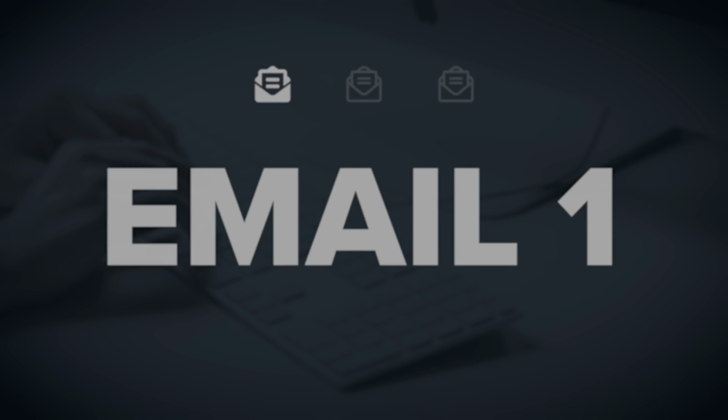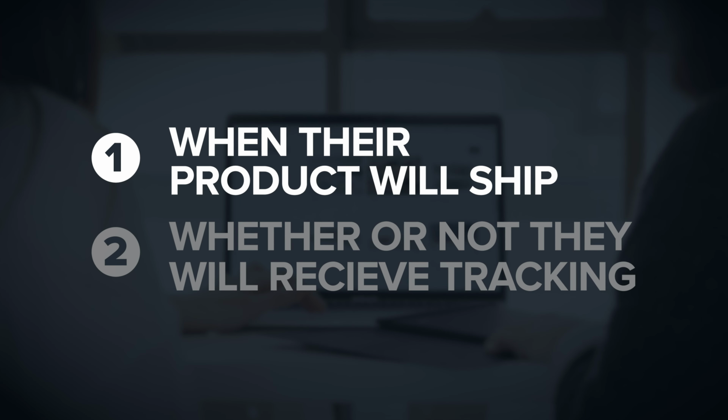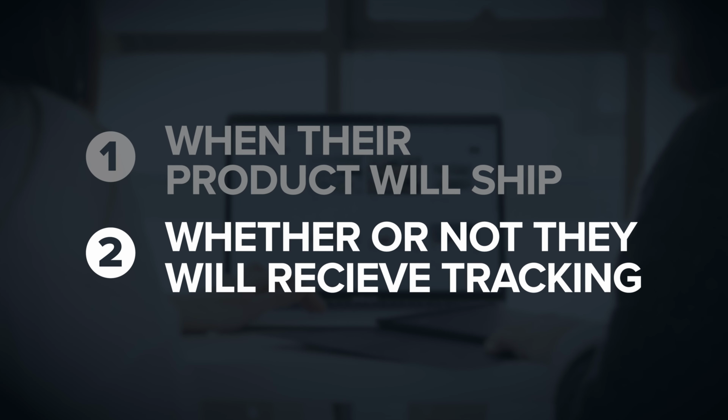Now again, every product or service is different, so there is no one-size-fits-all formula here, but let me quickly give you an example of a campaign that you can use, or at least follow the structure when it comes to putting together your own campaign. Email number 1. This would go out immediately after they make a purchase. And in the case of a physical product, you might provide information about when their product will ship and whether or not they will receive tracking details.